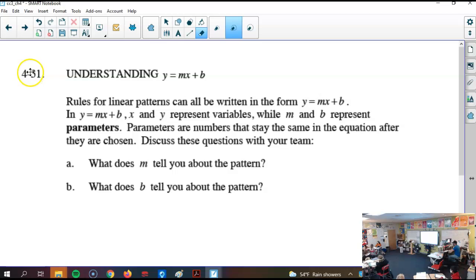Write down 31 on your graph paper. Right, so your graph paper should have a header of y equals mx plus b.